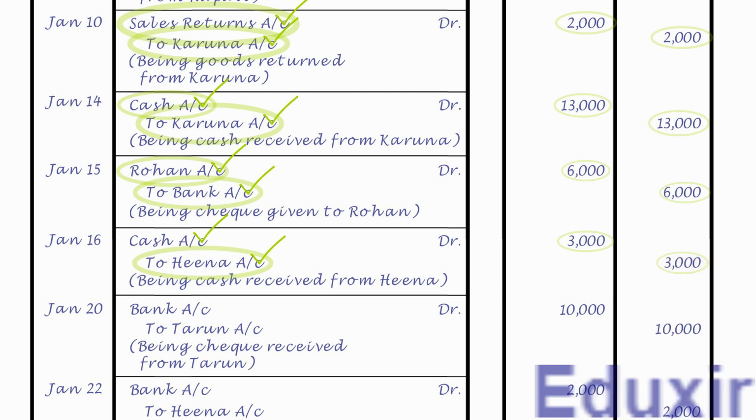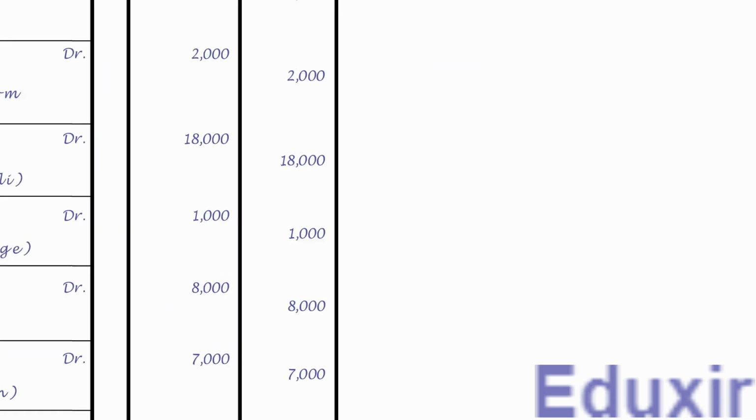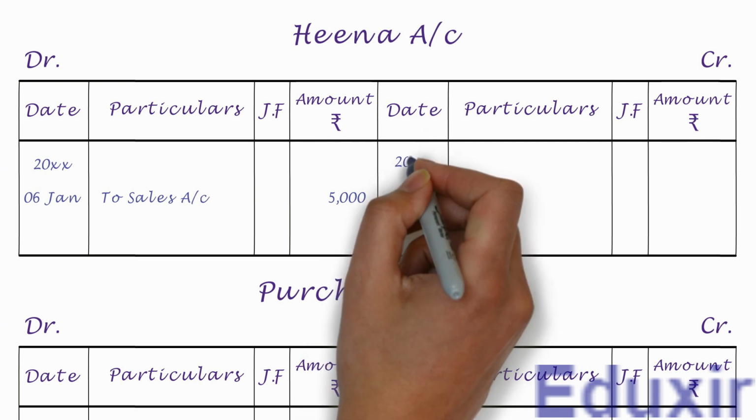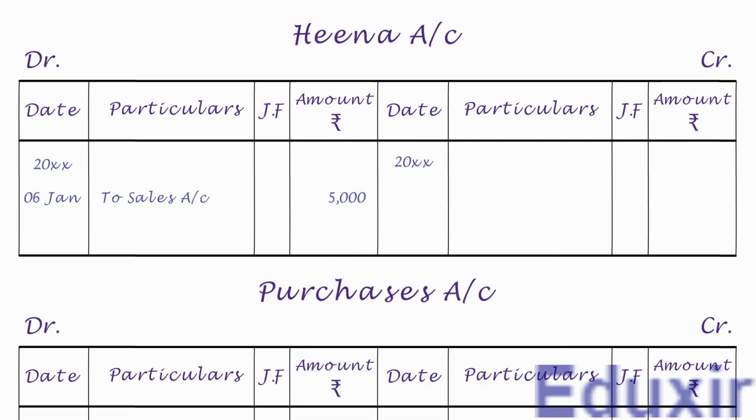is 3,000 rupees. Note that the details that need to be posted into the particulars column is cash account. As we already have Hina account, let us now post this entry into that account. As this is the first entry on the credit side, let us first write the year in the date column. Let us then write the date.